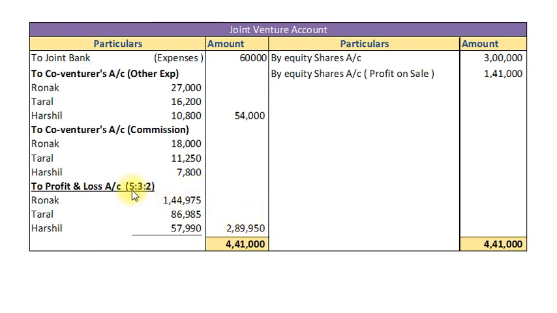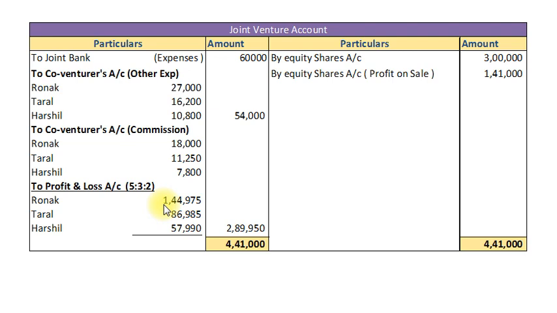This is nothing but our profit of joint venture, which will be shared by all three partners in the ratio 5:3:2. So Ronak will get share in profit rupees 1,44,975. Taral will get share in profit 86,985 and Harshil will get profit 57,990 and total of joint venture account rupees 4,41,000.